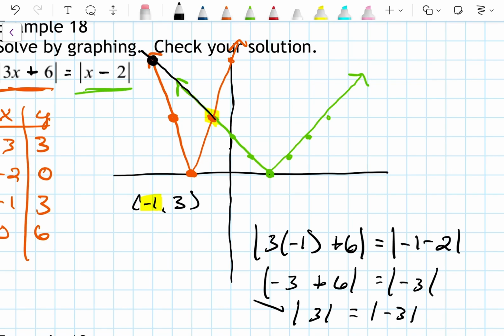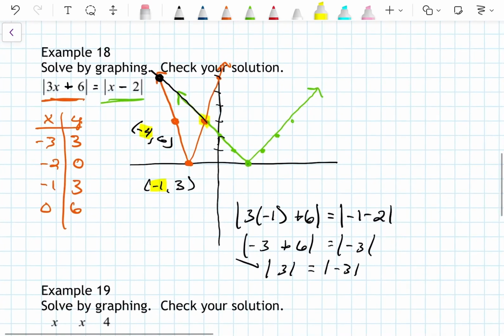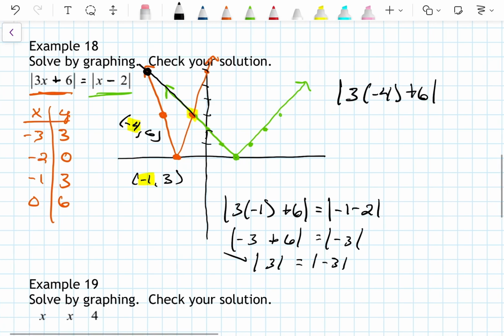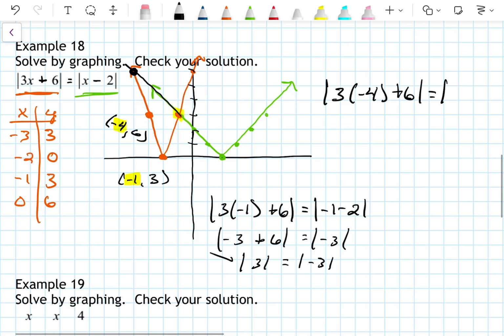That would be at negative, what would that be? At negative 4, 1, 2, 3, 4, 5, 6. So let's check the negative 4 now, and make sure that that's correct as well. To plug that back in, I'd have 3 times negative 4 plus 6. And I want to know, is that equal to the absolute value of negative 4 minus 2? 3 times negative 4 is negative 12 plus 6, and that would be negative 6.